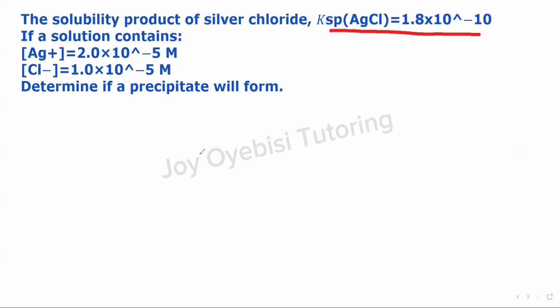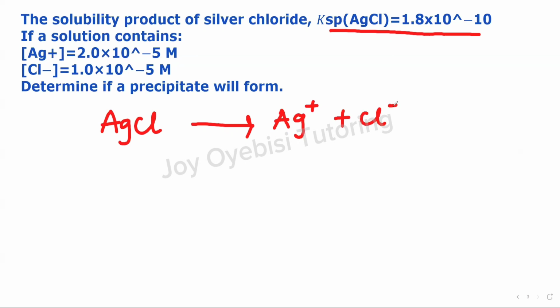And in order to determine if precipitate will form, we need to calculate QSP. The first thing we do is write out the reaction, which we would usually call the solution reaction. So the silver chloride in solution dissociates into its ions Ag+ and Cl negative. Okay, so that's the reaction.